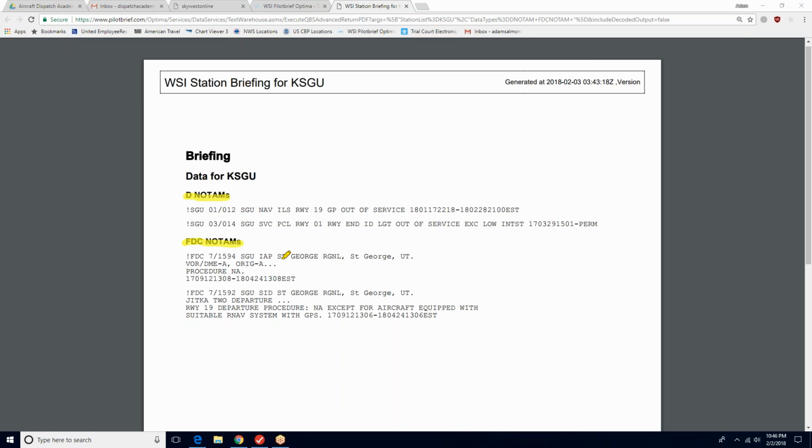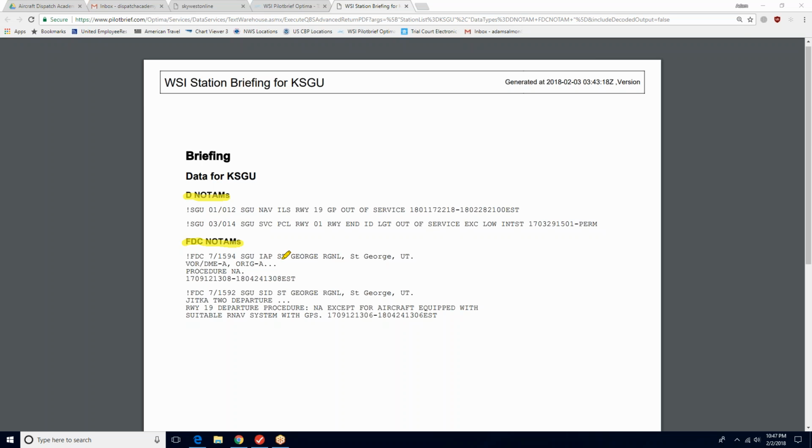Okay, cool. Yeah, no, you're good. So instrument procedures, we've talked a lot about them already. Instrument procedures would be a SID, a STAR, and an approach like an ILS, a VOR approach, anything like that. Those are instrument procedures.